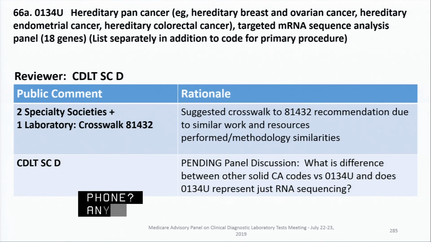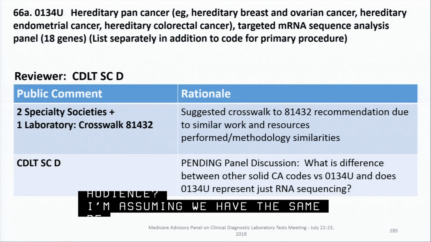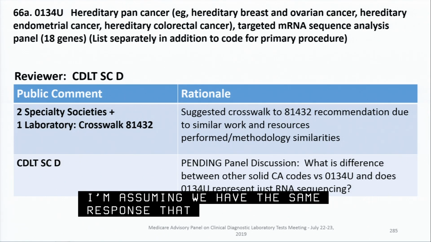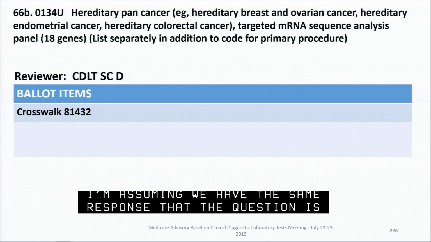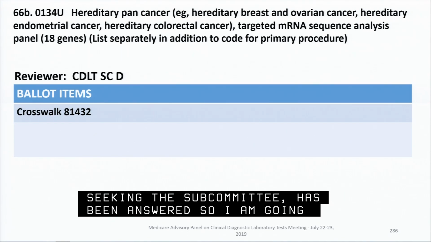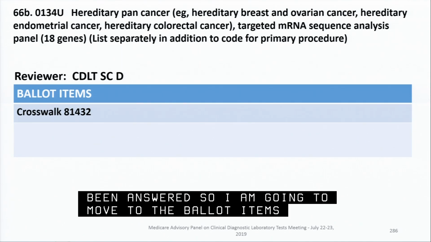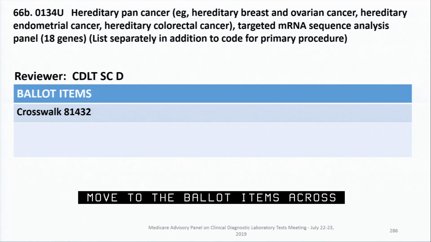And I'm assuming we have the same response, that the question the subcommittee was seeking has been answered. So I'm going to move to the ballot items slide for crosswalk 81432 for the coding question of 0134U. And of course, gap fill is an option. Please cast your votes.